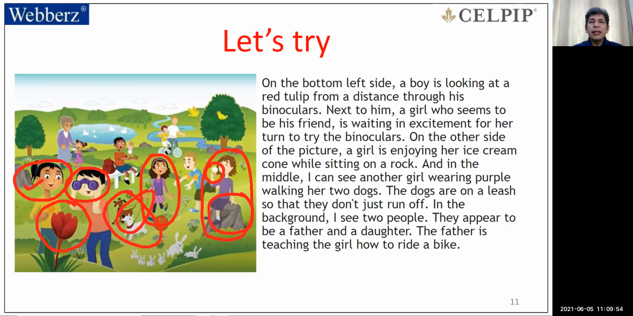In the background, I see two people. They appear to be a father and a daughter. So here is a father and a daughter. The father is teaching the girl how to ride a bike.